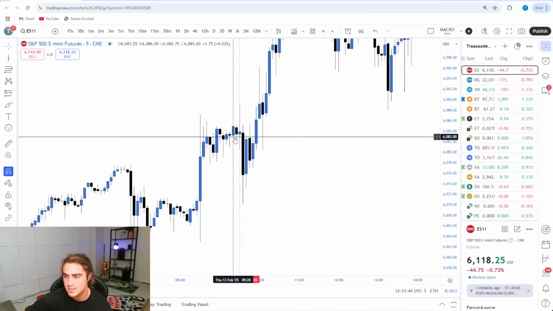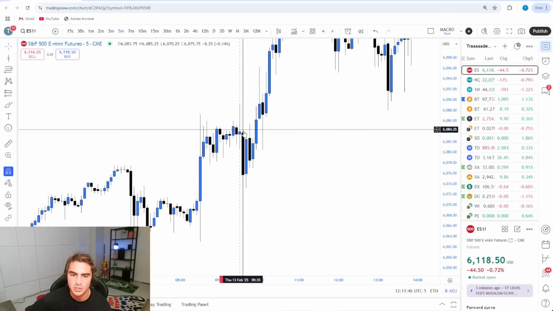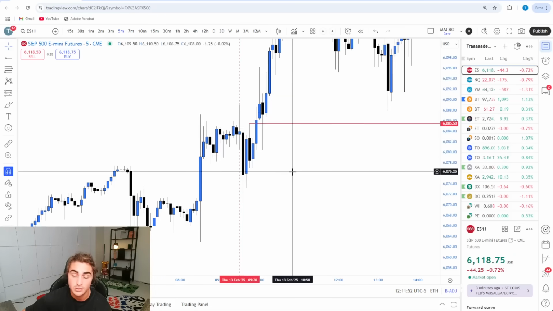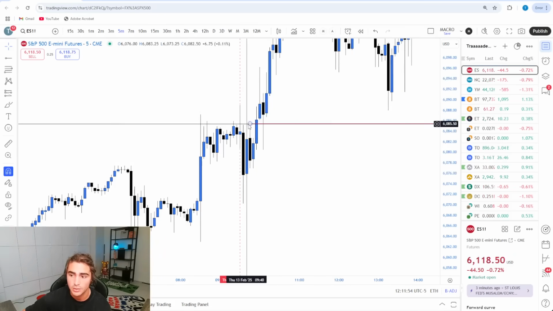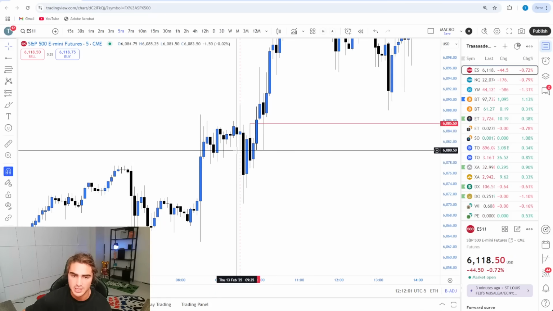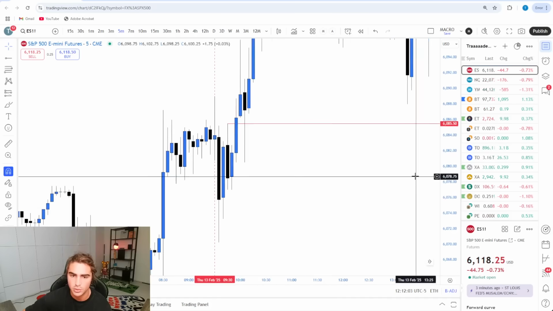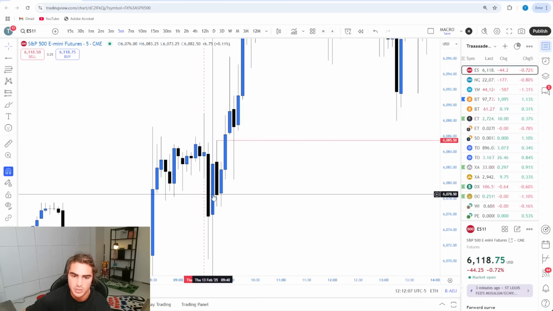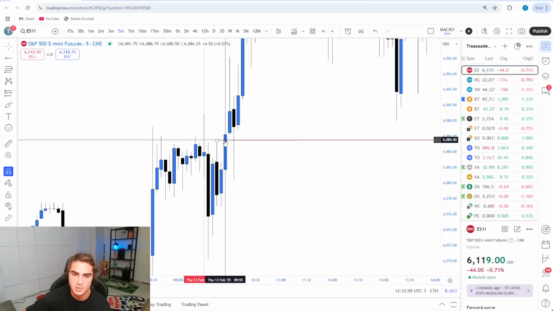But we see, boom, 5-minute break of structure to the downside right here. But then following that, what do we get? We get a 5-minute break of structure to the upside. So what did we just do? We formed 5-minute bullish order flow, and we disrespected 5-minute bearish order flow. Why? Because we just broke structure to the upside. The previous bearish order flow that we were in, we just disrespected it.